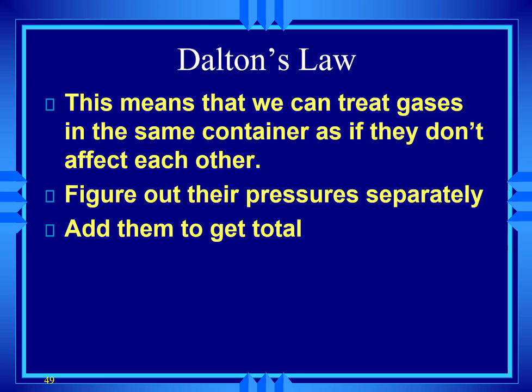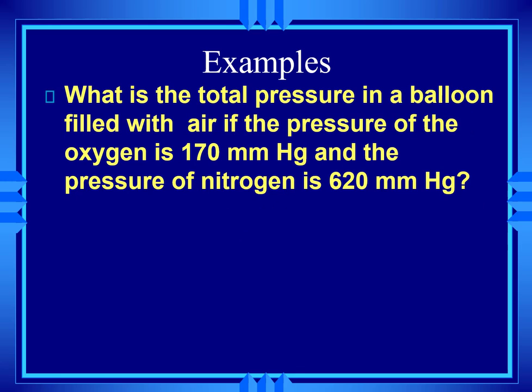So, what is the total pressure in a balloon filled with air if the pressure of the oxygen is 170 millimeters of mercury and the pressure of nitrogen is 620 millimeters of mercury.